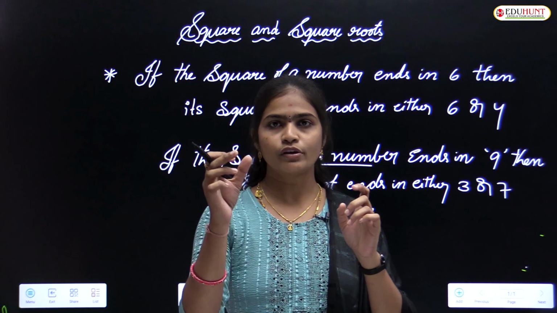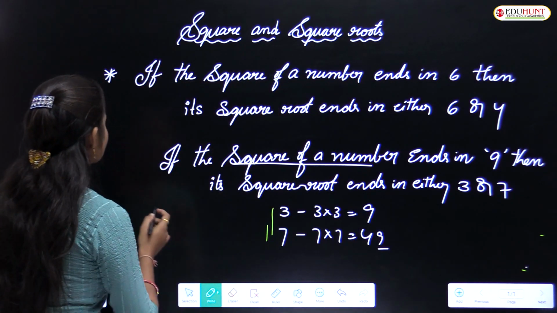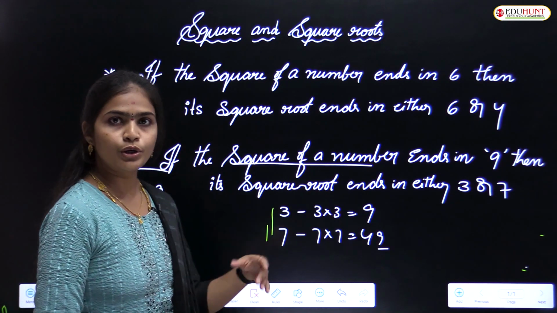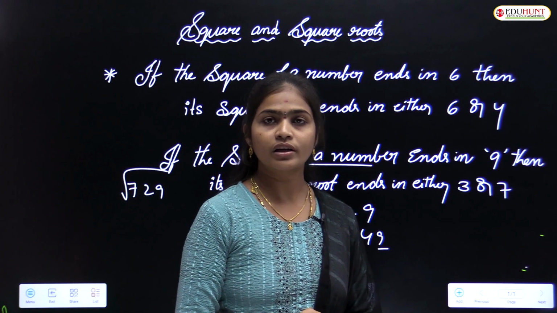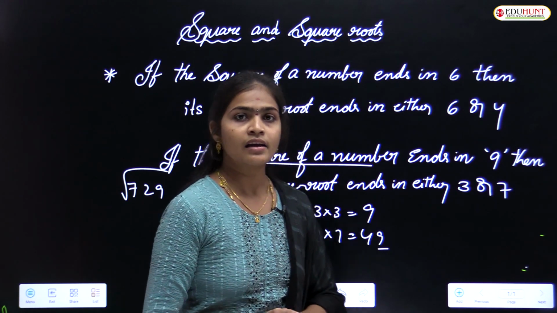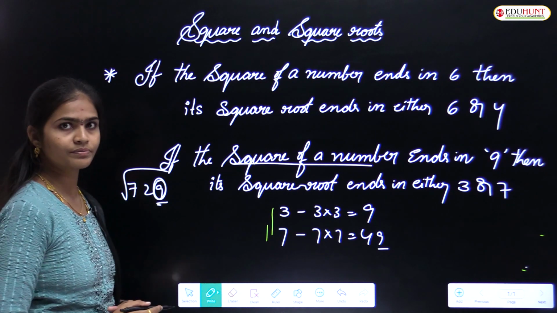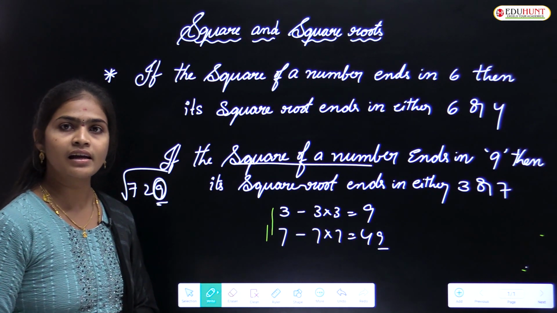For example, here one of the questions is 729. What is the square root of 729? You don't know what the square root is, but you know the properties. What is that? Here the square of the number is ending with 9. Square of the number is ending with 9.